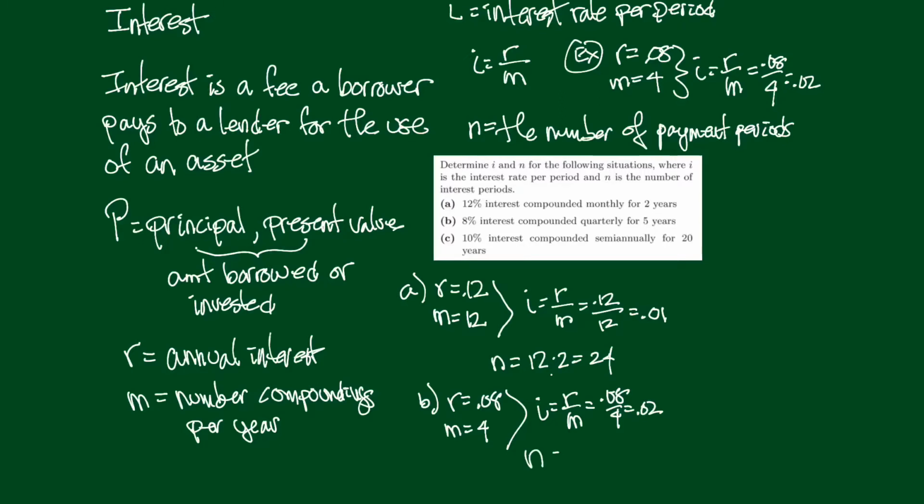And N is the number of payment periods. We're doing this for 5 years, so we're going to have 4 periods per year times 5 years. So there's going to be 20 payment periods here.